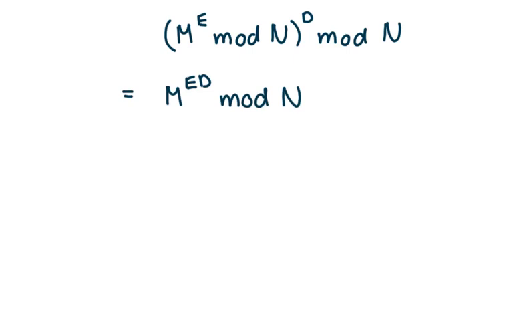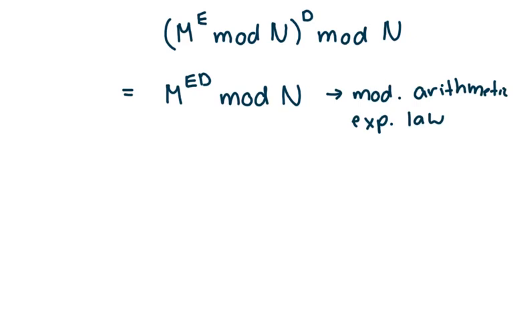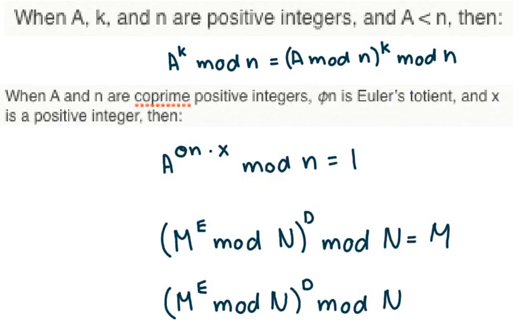Okay, so the first thing that we can do is take m to the e power mod n, all raised to the d power mod n. We can simplify that to m to the e d power mod n. And this is because of the modular arithmetic exponentiation law, which tells us that a to the k power mod n is equal to a mod n all raised to the k power mod n.